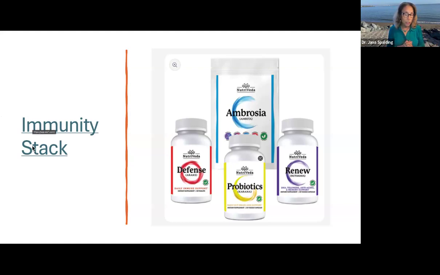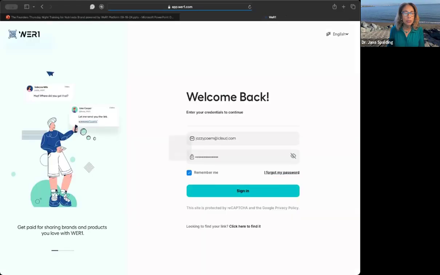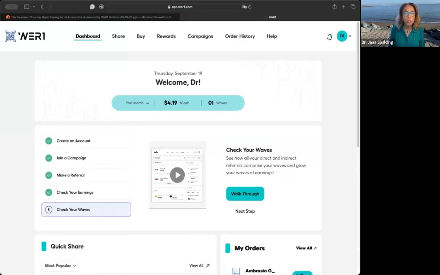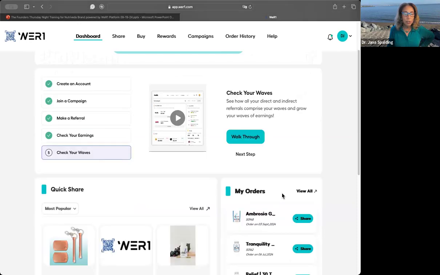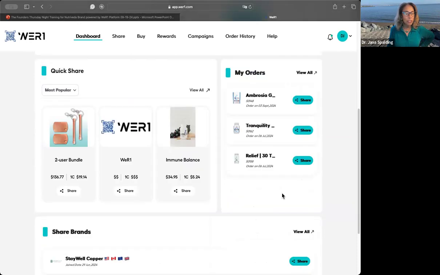So you may remember we used to have something called the Limitless Stack, and we still have it, but now we have a new stack. It's a new grouping of these incredible products. So I'm going to take us to our sign-in page on We Are One. This should look familiar to everybody. So I have actually gone directly to my dashboard. I've already put in my username and password. And this is what we all see when we first log on.